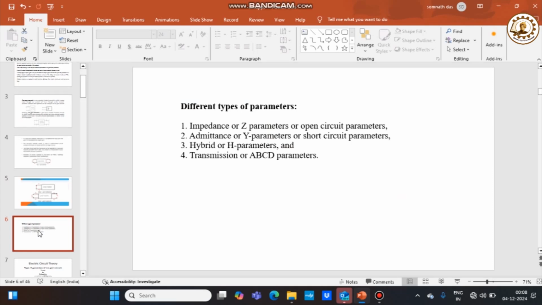To represent the two-port network there are different parameters. First one is the impedance parameters or Z parameters. These Z parameters are also known as the open circuit parameters. Second one is the admittance parameters or Y parameters. They are also known as the short circuit parameters. Third one is the hybrid parameters or H parameters. This is called hybrid parameters because it combines both the open circuit condition as well as the short circuit condition. Fourth and last one is the transmission or ABCD parameters. In the coming lectures I will discuss these different types of parameters one by one.